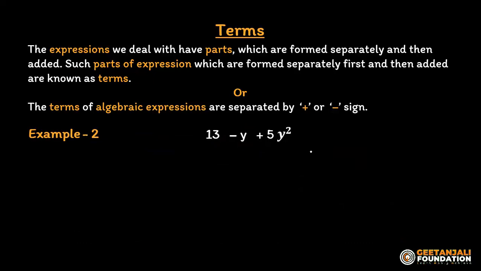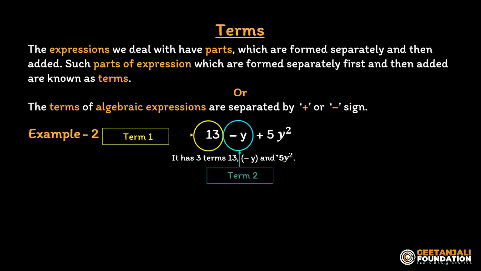Take one more example: 13 minus y plus 5y square. Now this is our expression. You see, first a minus has come, then there is a plus sign. It means there are how many terms? 1, 2 and 3. So this expression has 3 terms. First is 13, second is minus y and third is 5y square.